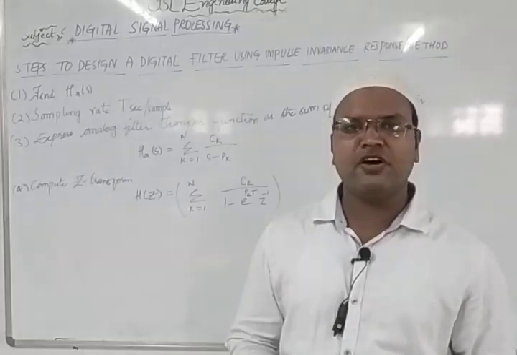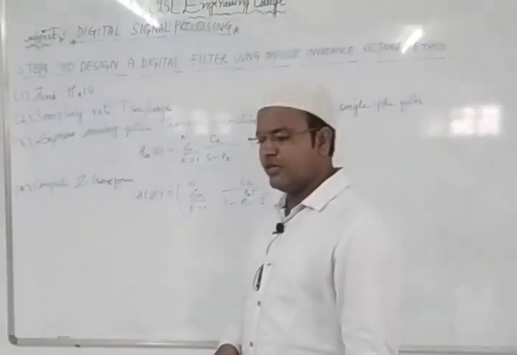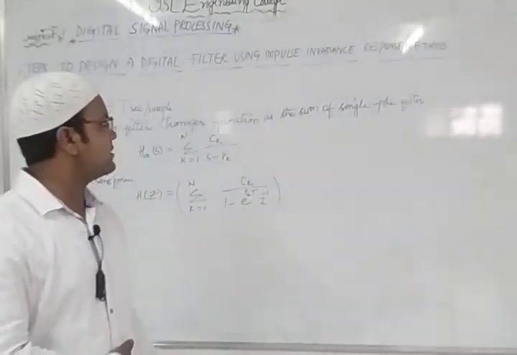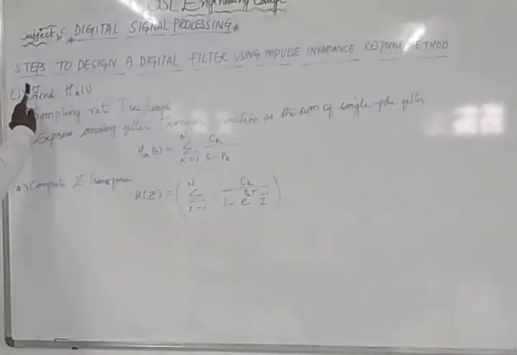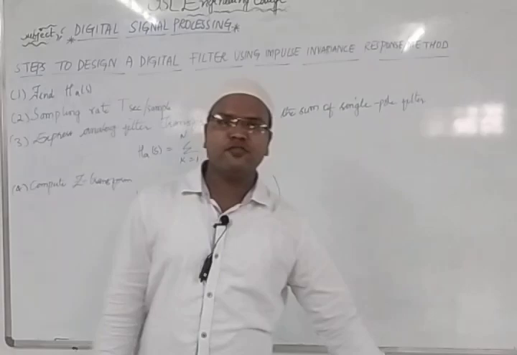So in this, how do we find the transfer function directly? For that, first we need to understand how to design it. For designing this, what are we doing, students? We are writing the steps to design a digital filter using the impulse invariance method. First criterion is to find H_A(S). How do we find H_A(S)?